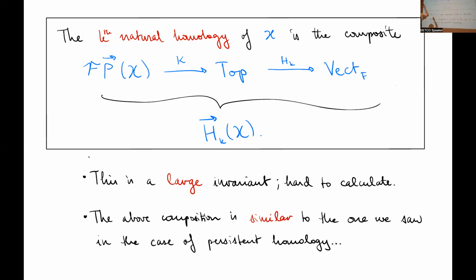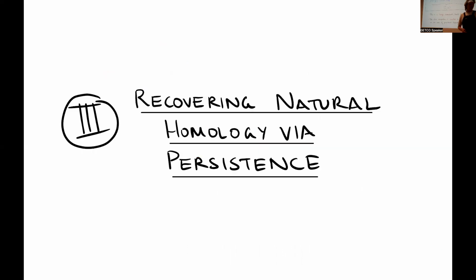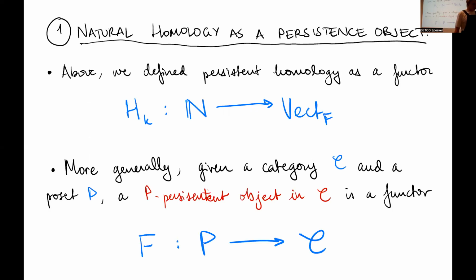Also, we see that we have some functor going from some category into simplicial complexes, and then we're composing with homology. So we have a similar picture to the one that we had at the beginning when we were talking about persistence. And this is the fundamental observation of this work: that this is actually a persistence object in the general sense. That's what I'm going to make clear now in this third and final part of the talk. I have a lot of time now, that's great.